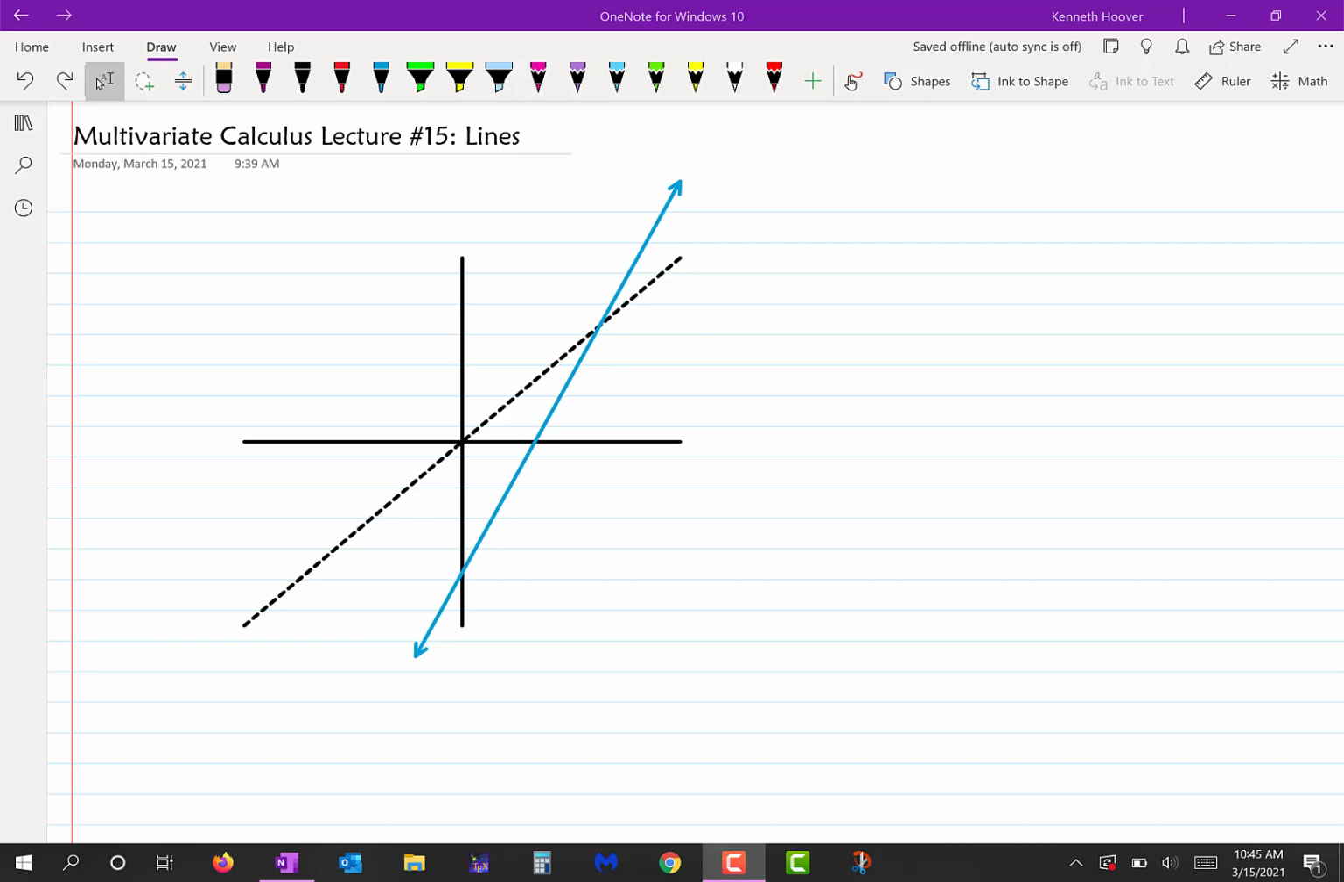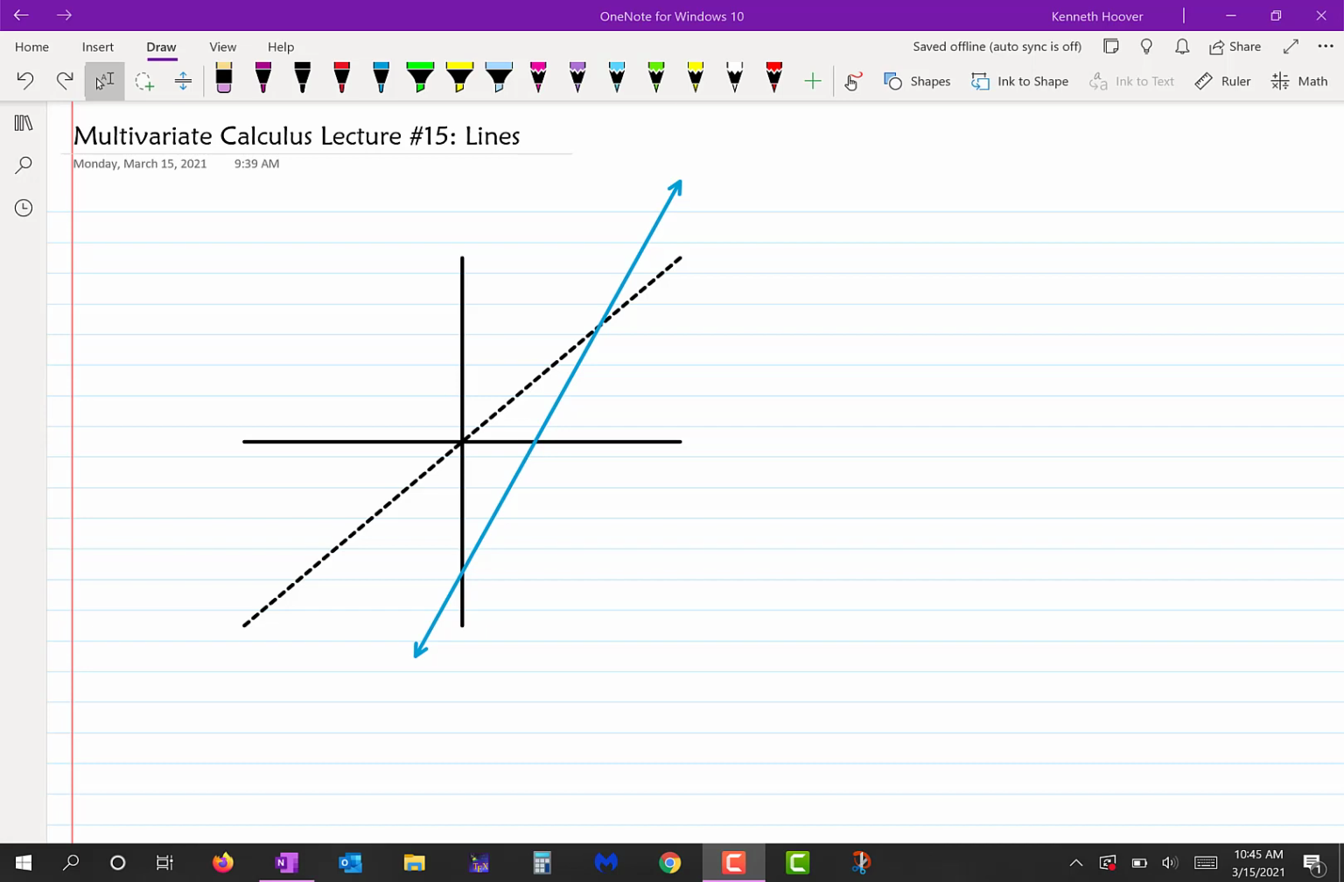Okay, today we're going to talk about lines in three-dimensional space. Now you remember that when you just have two dimensions, an x and a y axis, then you can write something like y equals mx plus b, where b is the y-intercept, right? And m is the slope.